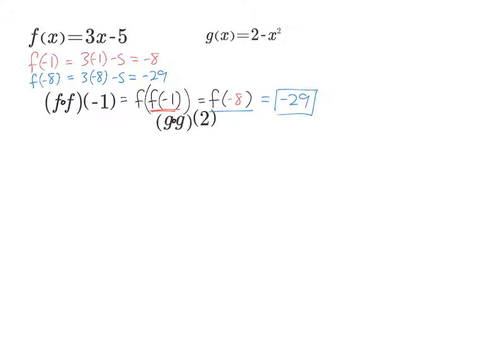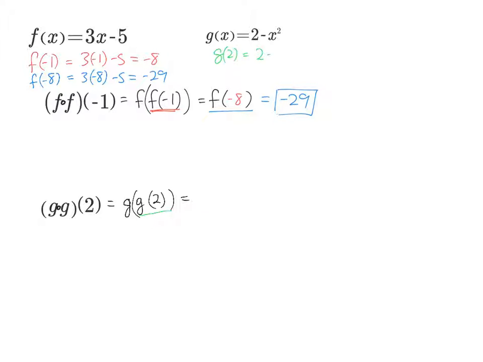All right, now let's do this one right here. So g of g of 2 is the same thing as writing this as g of g of 2. So I'm going to do this piece right here first. g of 2 is the same thing as 2 minus 2 squared, which ends up being 2 minus 4, which is negative 2. So I can rewrite this as g of negative 2.